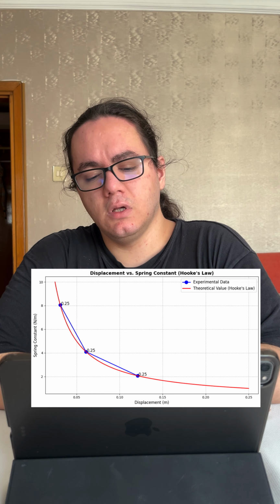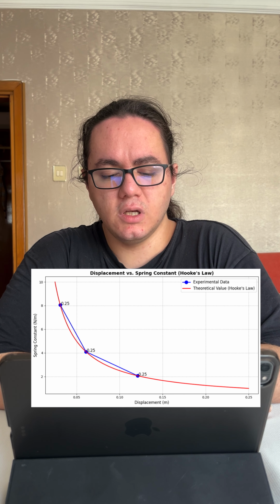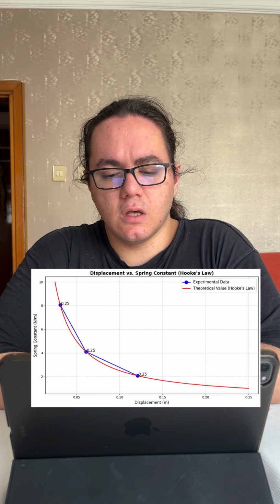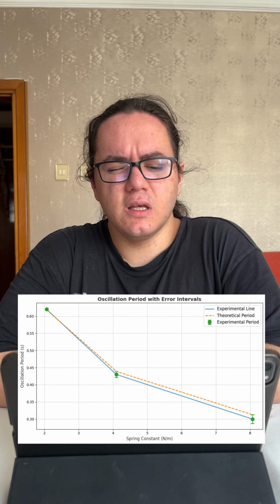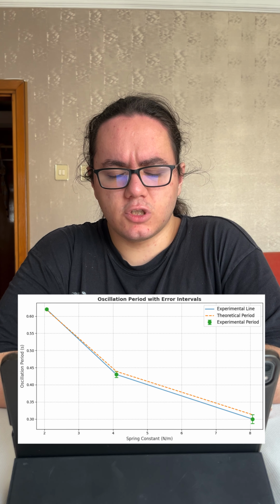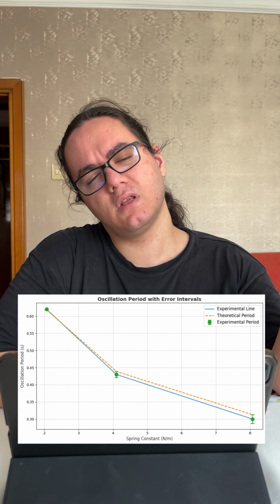With that graph, you can see the average spring displacement behavior on the periodic graph of the spring behavior, and you can see the oscillation period graph as before.